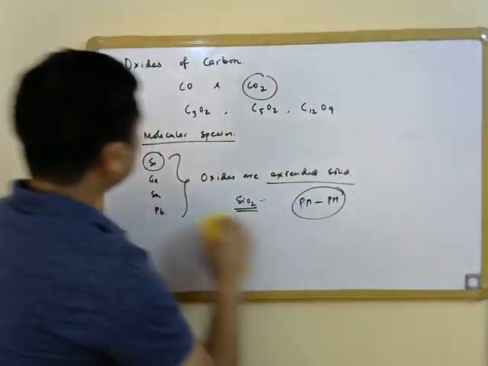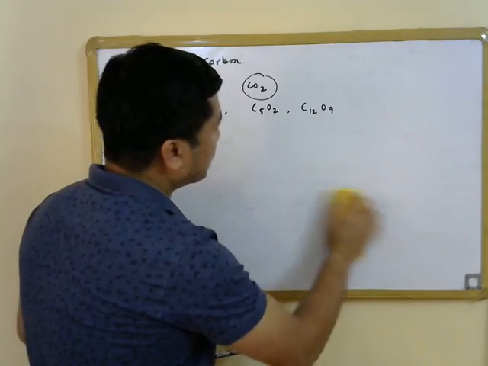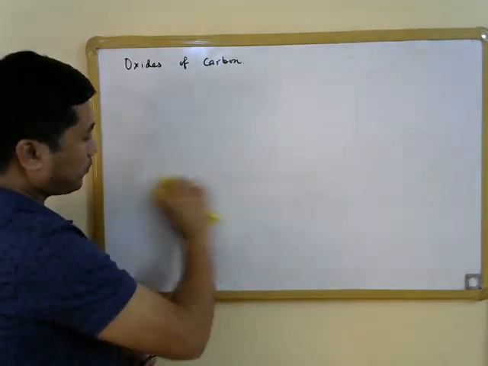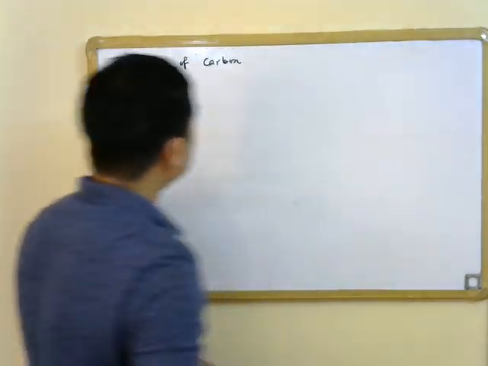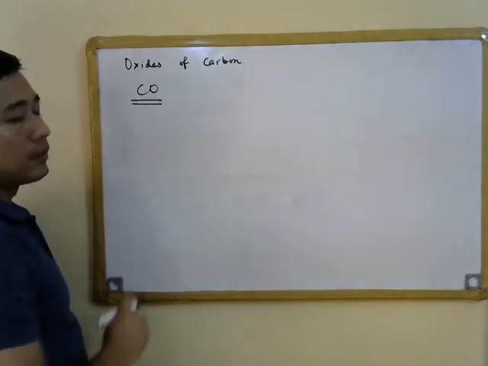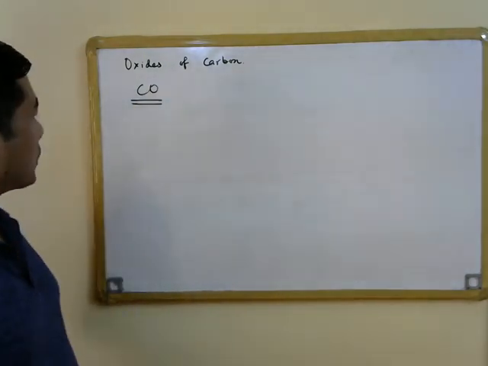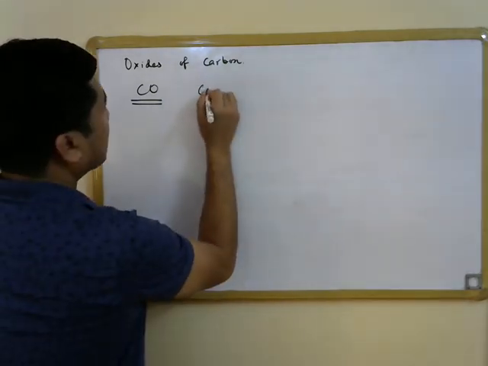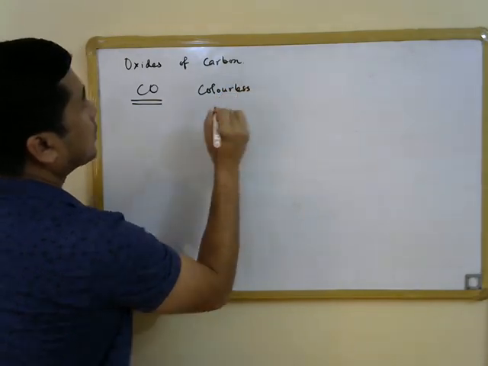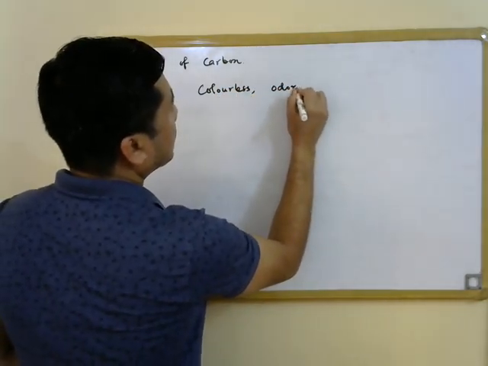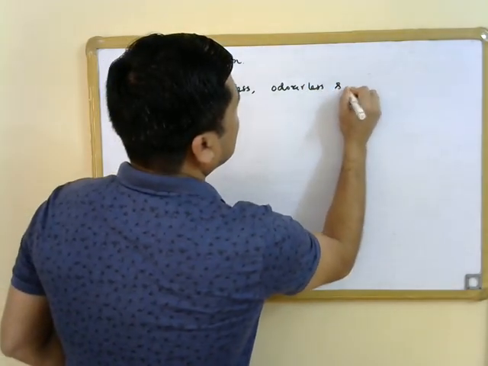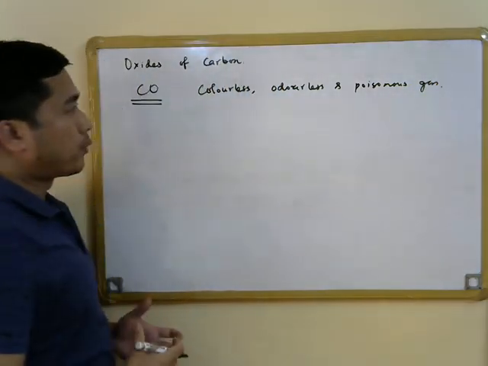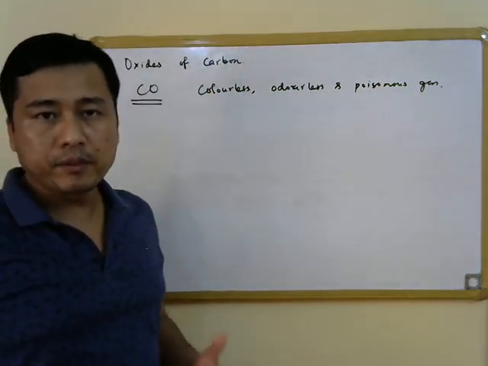We will now discuss the oxides of carbon, especially the chemistry of carbon monoxide and carbon dioxide, in more detail. Let us discuss carbon monoxide first. Carbon monoxide is a colorless, odorless, poisonous gas, and it is produced when one burns carbon in a limited supply of oxygen.